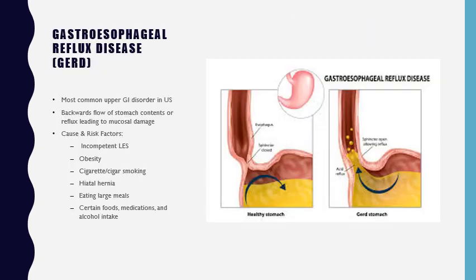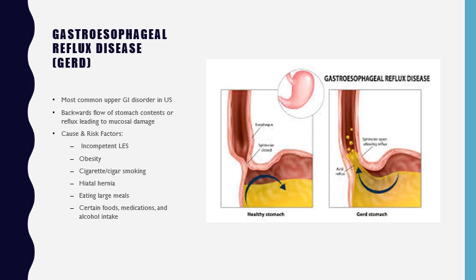Gastroesophageal reflux disease, GERD. Most common upper GI disorder in the United States. Approximately 15 million American people have GERD symptoms every day. Most often it is in middle age and older adults. GERD happens when mucosal damage is caused by reflux or backflow of the stomach acid into the lower esophagus.